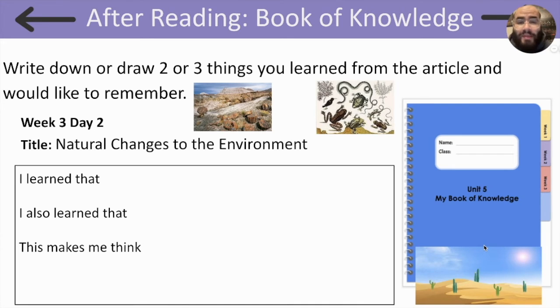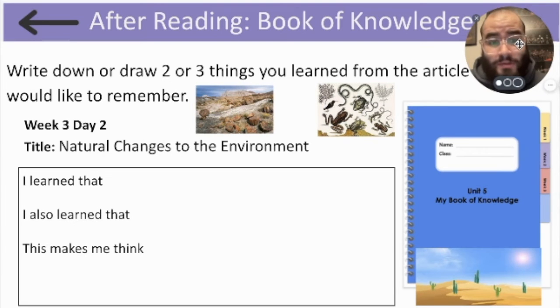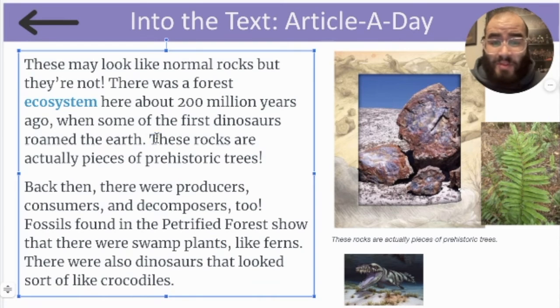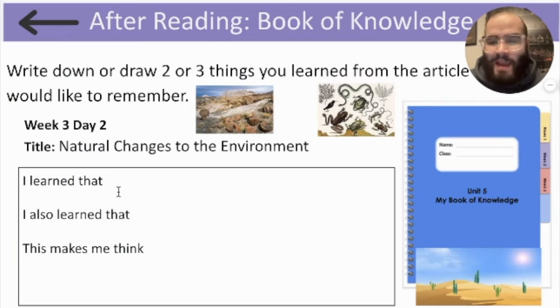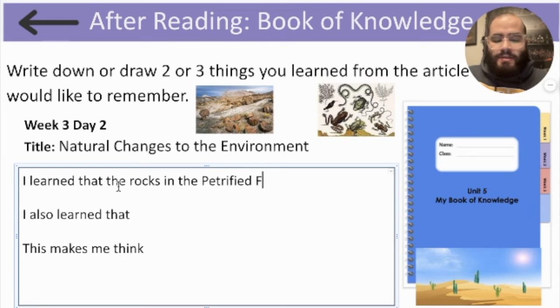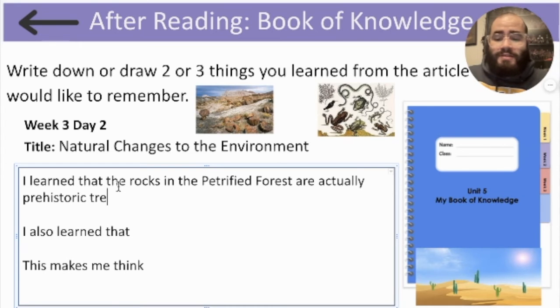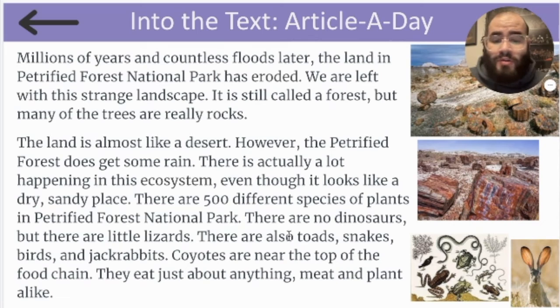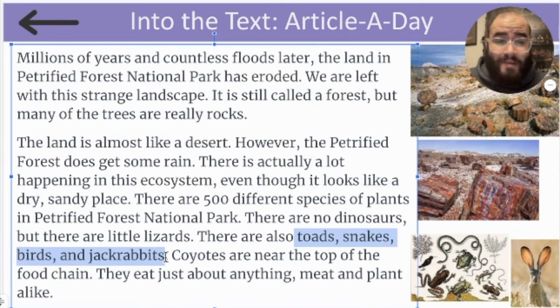Write down 2 or 3 things you learned from the article and would like to remember. Pause the video and do so now. I'm going to go back to the article to find information that I can write down in my book of knowledge. The first thing I learned is that the rocks are actually pieces of prehistoric trees. I'm going to write that down. I learned that the rocks in the Petrified Forest are actually prehistoric trees.